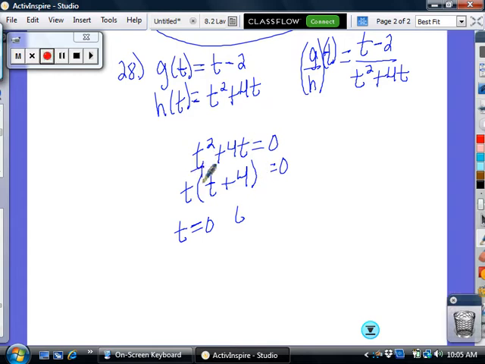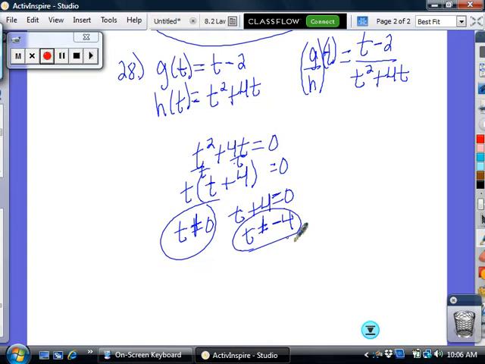If I divided those by t, which I bring out here, I'd be left with t plus 4. So I'll set my t plus 4 equal to 0, and t would be negative 4. So here's my two restrictions. t cannot equal 0 and t cannot equal negative 4, because if you plug them in on the bottom here, both of them would become a 0, and that can't happen. So there's my restrictions with my answer right here on 28.